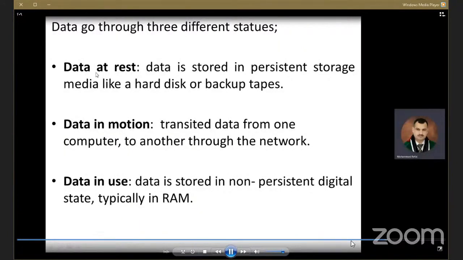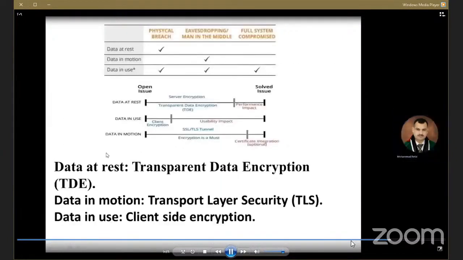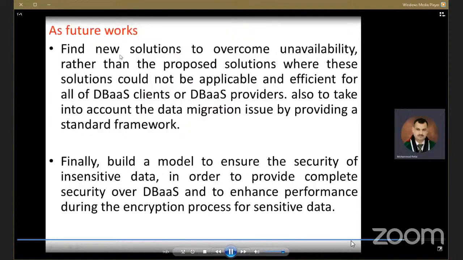Data goes through three different states: data at rest, data in motion, and data in use. The solution for data at rest is transparent data encryption, for data in motion it is transport layer security, and for data in use it is client side encryption. The details for the solutions and for the graph are found in the paper.